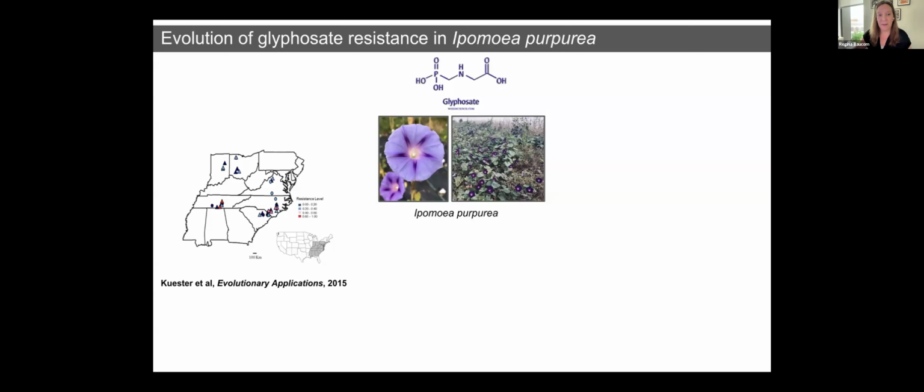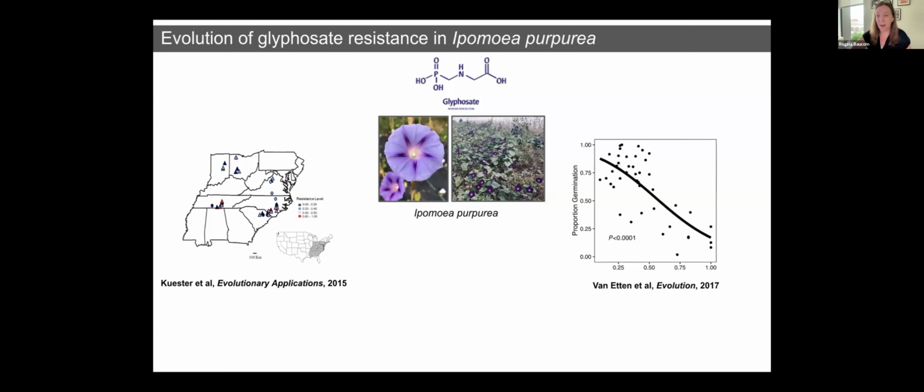And one of the reasons that this might be so is that we've identified a fitness cost associated with glyphosate resistance in the common morning glory. So I'm showing you here some work from a previous postdoc in the lab named Megan Van Etten, where on the x-axis, I'm showing the proportion of resistance of each population. And on the y-axis, I'm showing you the proportion of germination, so the proportion of seeds that would germinate from that population. And you can see there's a very negative relationship between the two.